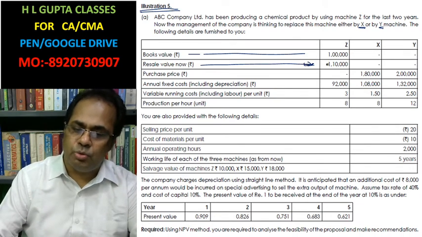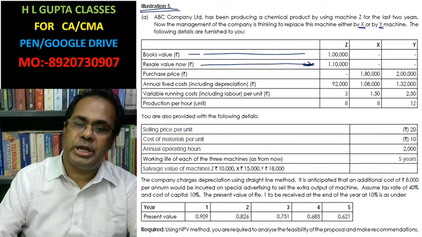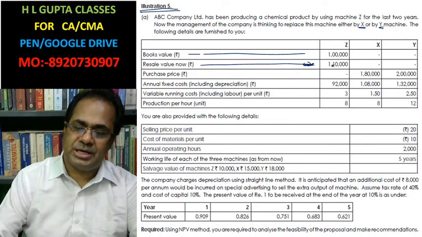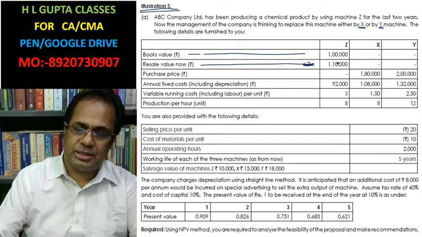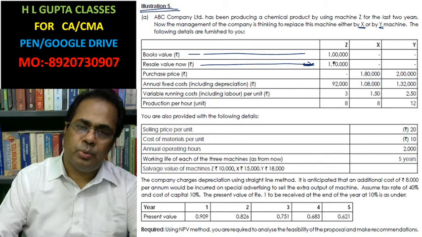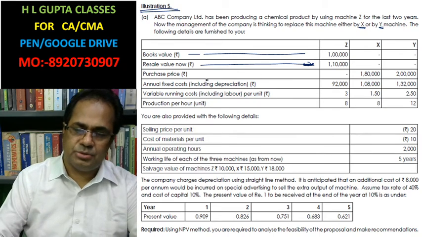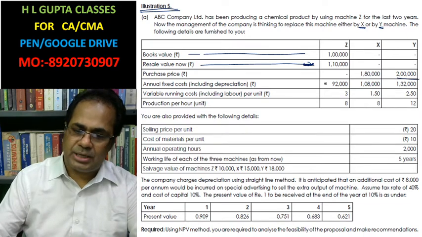of continuing machine Z, which is rupees 1,10,000. Therefore, we should evaluate by 1,10,000, not by book value. Because of the sale value, we have 1,10,000. It means after selling machine Z, we can get rupees 1,10,000. The purchase price of machine X is 1,80,000 and of machine Y is 2 lakhs.